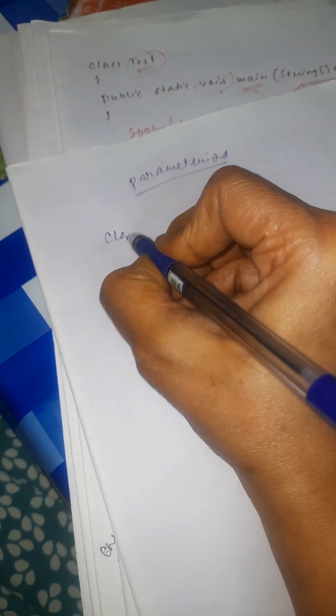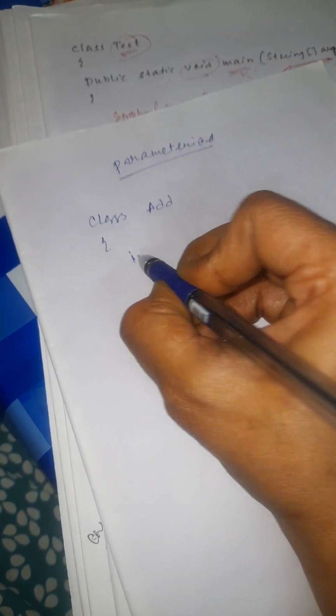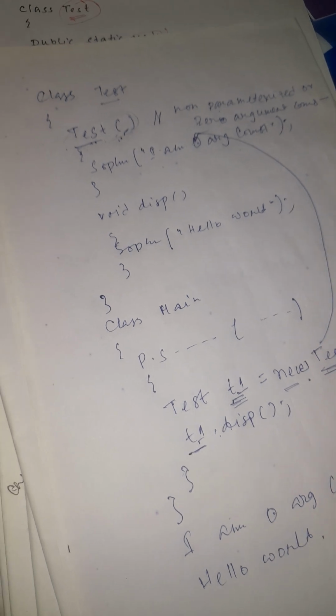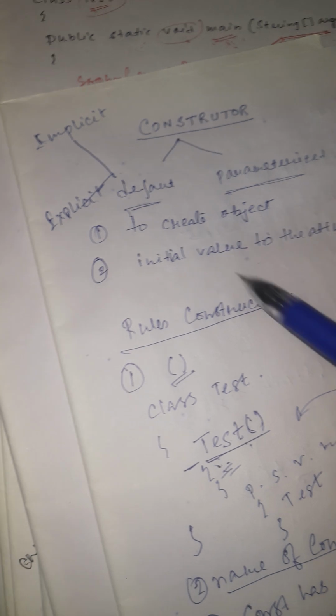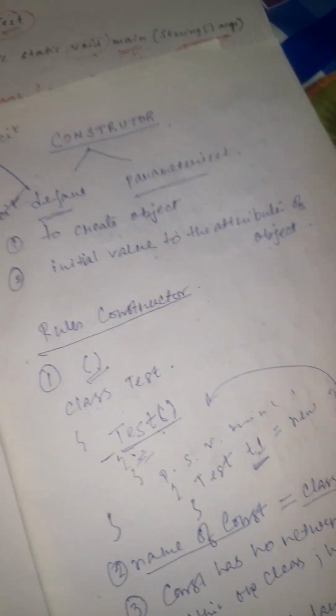So next we will discuss the parameterized constructor. Just like this, you see, maybe I have one class Add. Here I declare two variables. I already discussed the utility of the constructor. A constructor is used to create the object, and also one more point: a constructor is used to initialize the member variable, that is, to initialize the value of the attribute of the object.